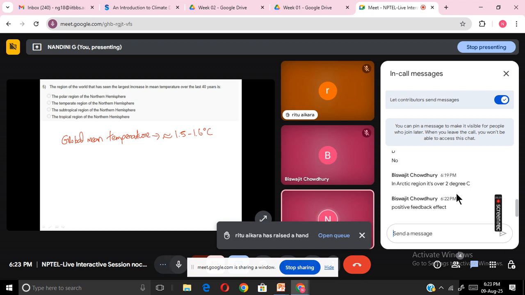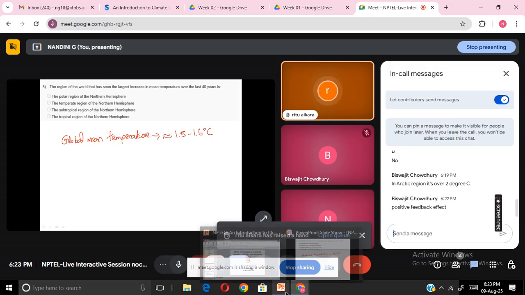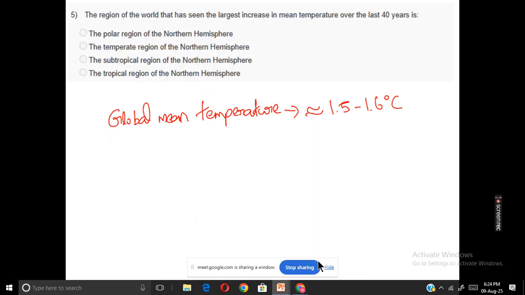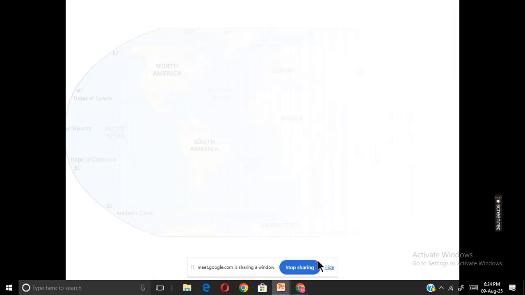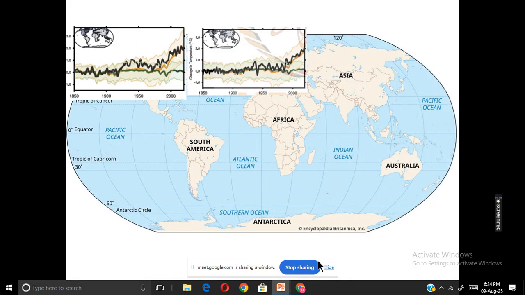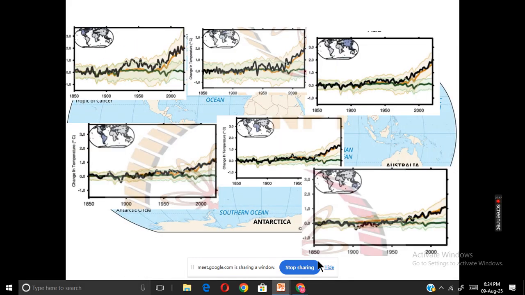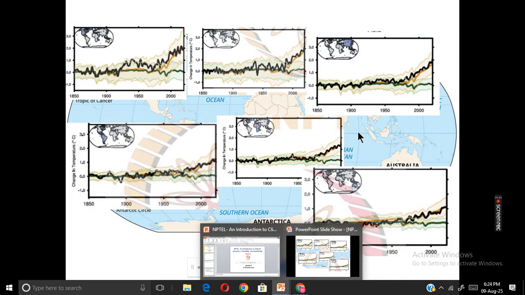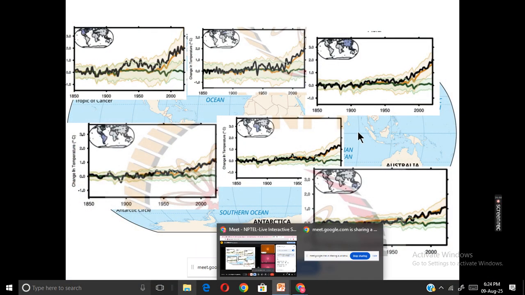Yes, Rutu, you want to ask something? You are talking about the spatial map. Like this is actually a line plot. So like the color map from the last class.